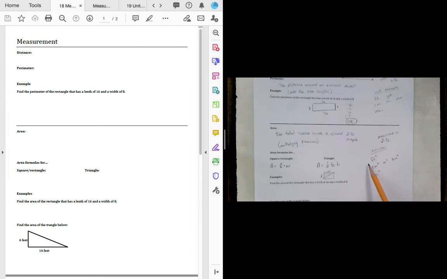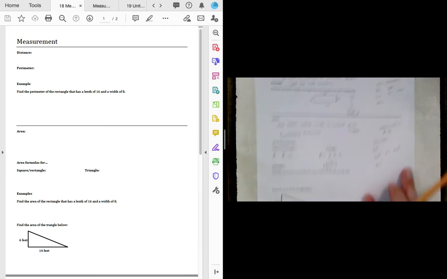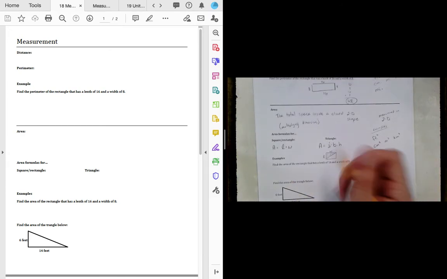For first power, finding the perimeter, we're getting units that are in one dimension. For areas, when we find its unit, we should be expressing that in two dimensions. So we want to find the area of a rectangle that has a length of 16 and a width of 8. Sounds familiar. The same shape that we were looking at before.